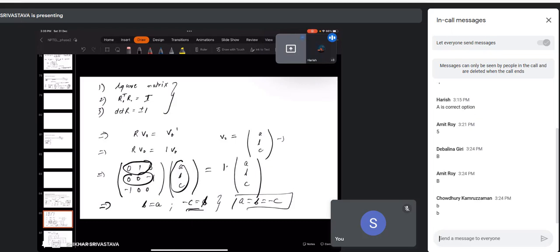No, you have three equations. A, B. You have this equation A is equal to B is equal to minus C.